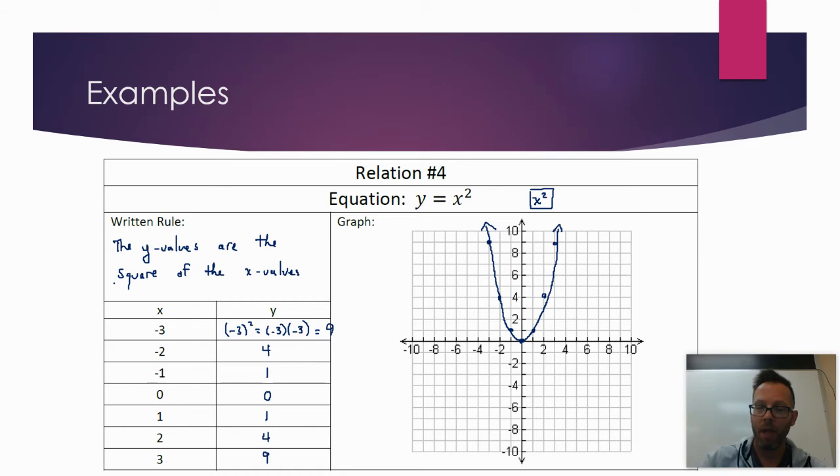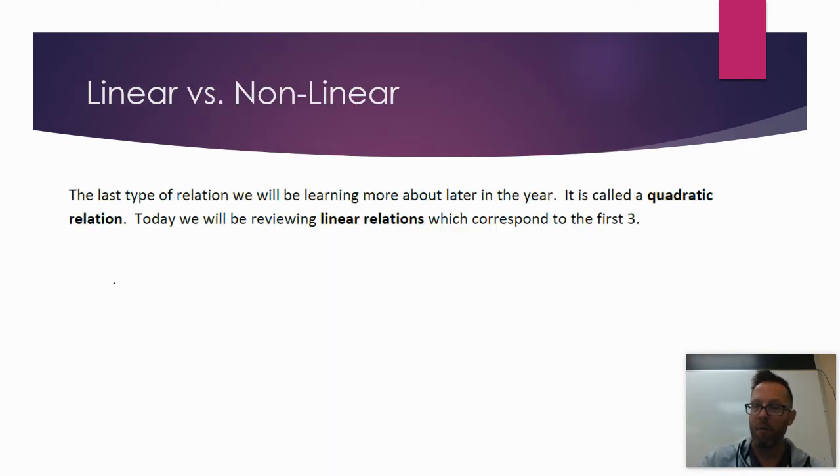For now, what we've just done is we've looked at some linear versus nonlinear equations. The linear relations should look familiar to you from last year. We're going to review that a bit right now. That last relation is called a quadratic relation, and we're going to learn a bit more about that later in our time together. But today we're going to focus more on linear relations, which correspond to the first three. Our first three graphs were lines. So let's continue.